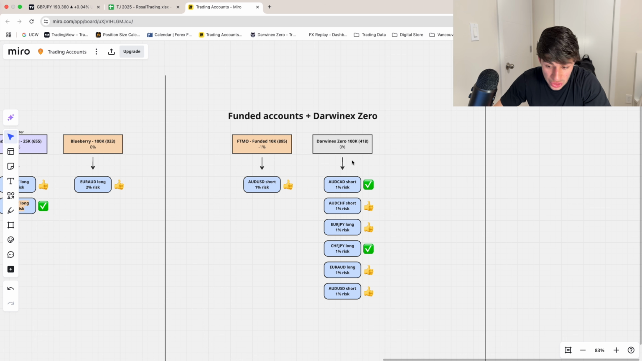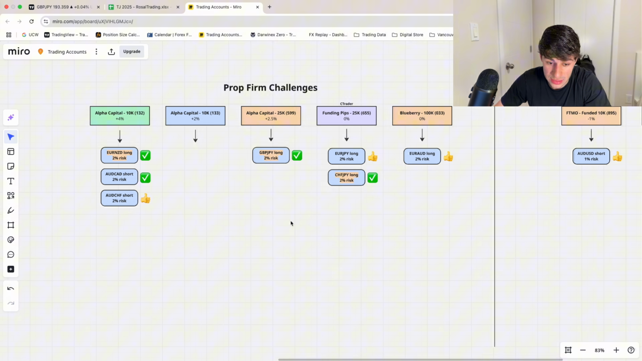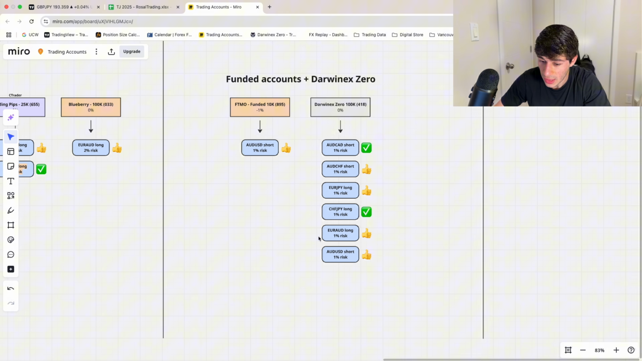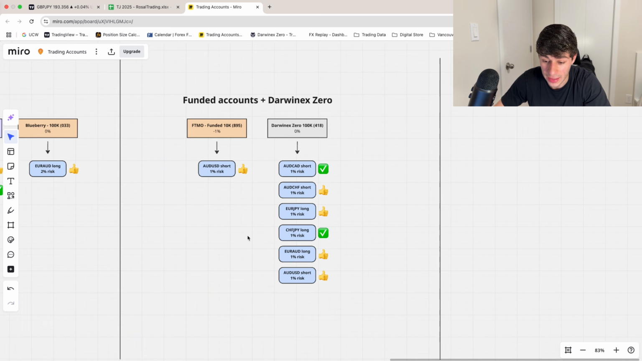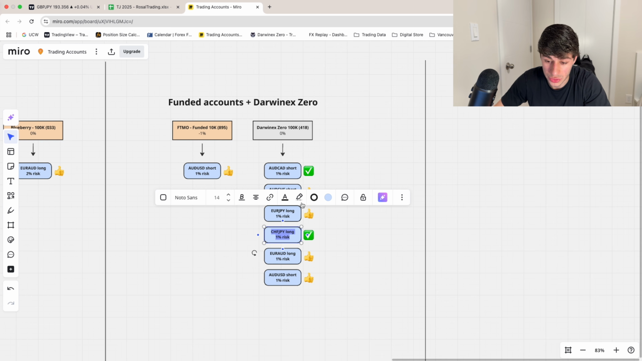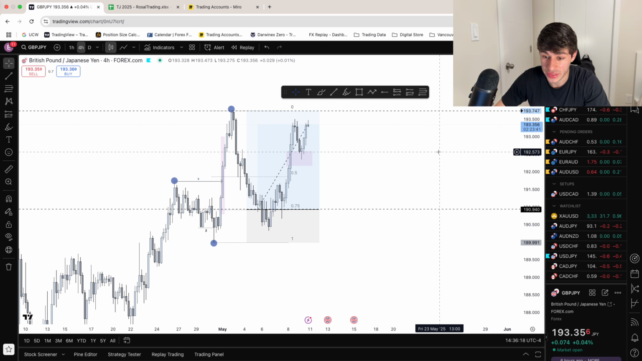So that's good. I already took this AUD CAD that I'm going to show you guys it's running, which I took in this account, the 10K. And I also took this CHF JPY long that I also took in this Funding Pips 25K, which is currently risk-free. So what I usually do here is I'm just going to put it here. So this one is risk-free already. So now let's jump into the trades for you guys to understand.